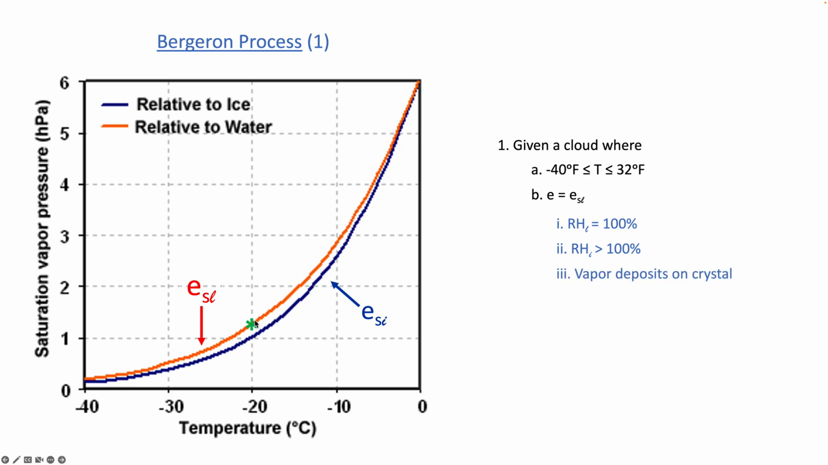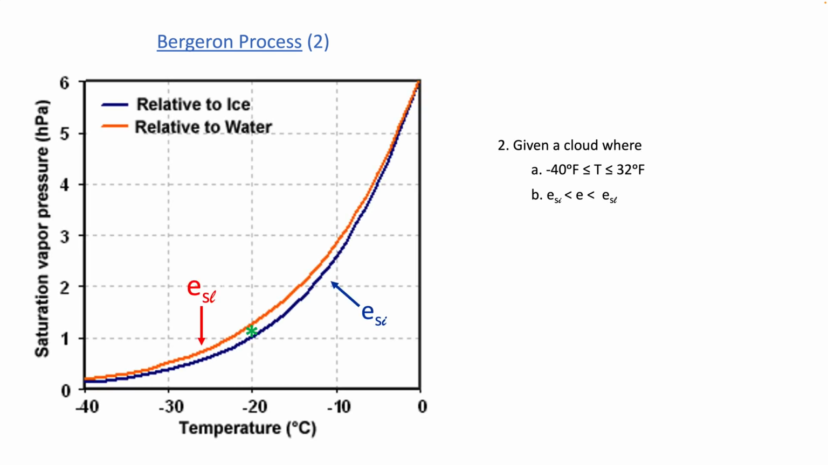So what we're going to see in this case, and this is the first step in our Bergeron process, is that the excess vapor is going to begin to deposit onto the ice crystals, and so the crystals are going to grow. And because we're losing vapor in the cloud, because this excess vapor is beginning to deposit on our crystals, the actual vapor content of the air, E, is also going to decrease. In other words, the mixing ratio, the measure of the actual vapor content, is going to go down.